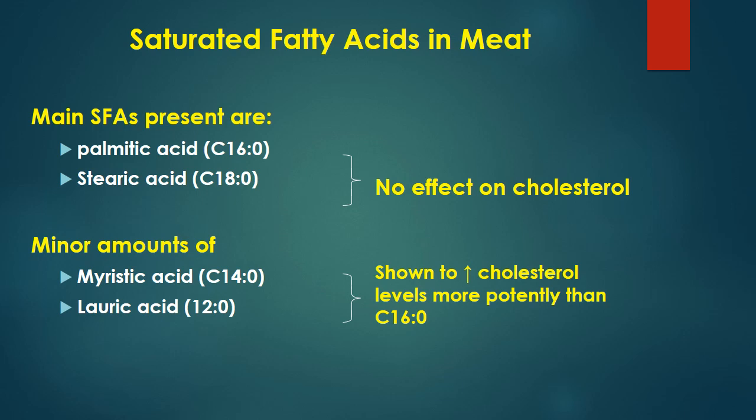So here once again we will see the different fatty acids. First is saturated fatty acid in meat. The most common is palmitic acid, and the next is stearic acid. Palmitic acid is 16 carbon and stearic acid is 18 carbon, and these two fatty acids have no connection with cholesterol or health issues. Whereas there are another two minor saturated fatty acids, myristic acid and lauric acid. Myristic acid is carbon number 14 and lauric acid is carbon number 12.